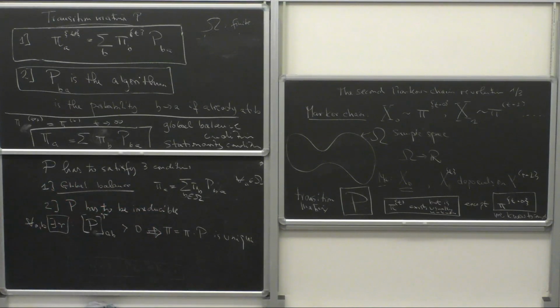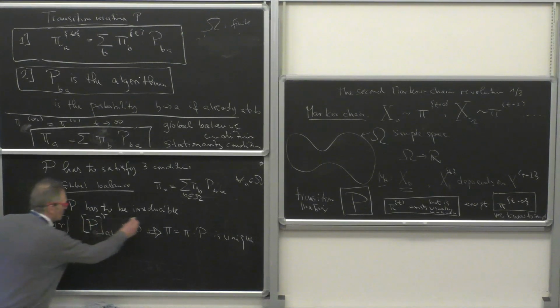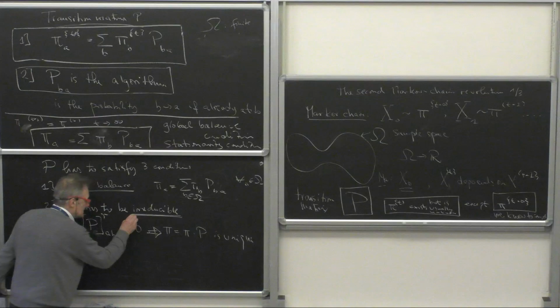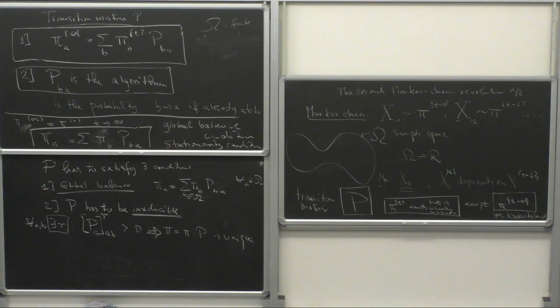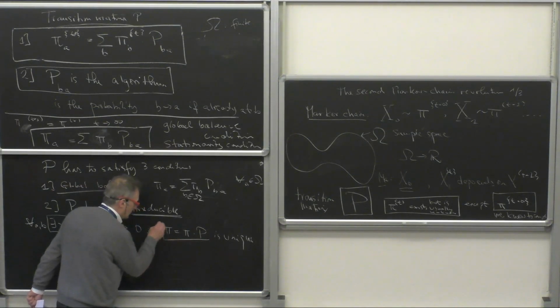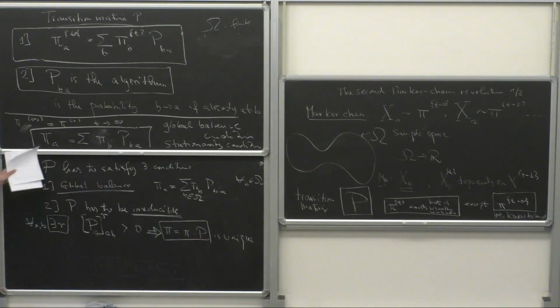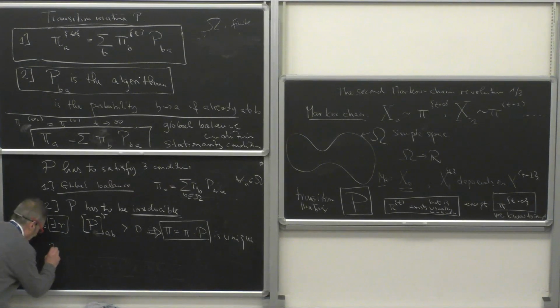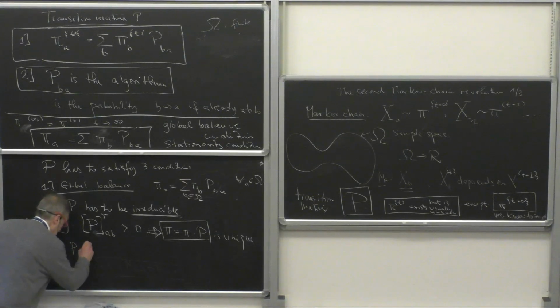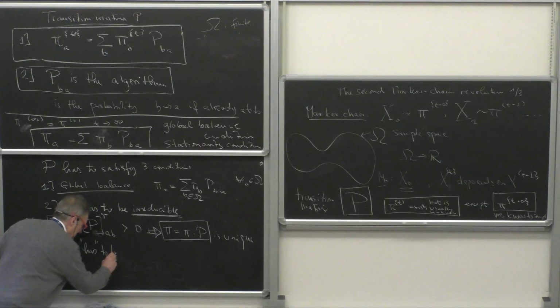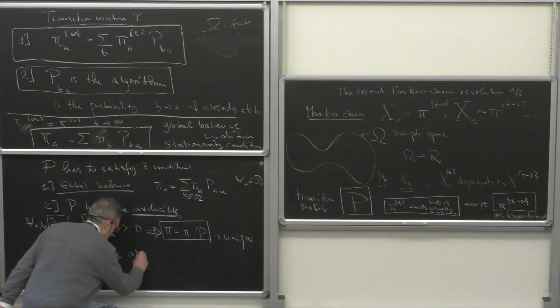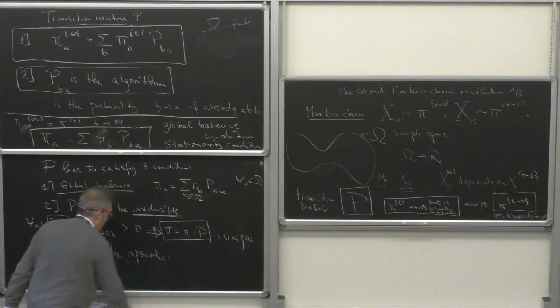So I will not go into a complete proof of all of this. If you are irreducible, then the solution pi equal to pi P, which we can also write like this, it's exactly the same equation, is unique. Now we have the third condition, that P has to be aperiodic. I will explain that in 2 minutes.